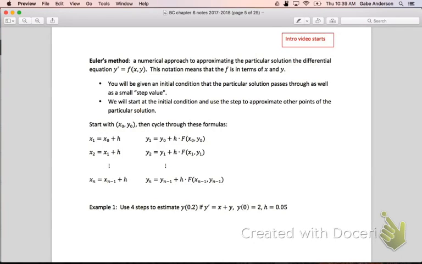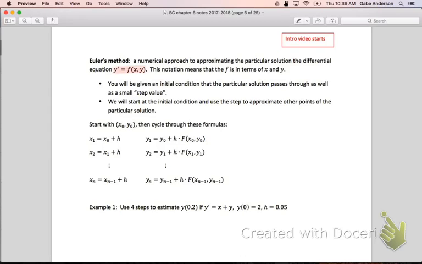All right, this is the intro video for AP Calculus BC, section 6.1, and this is focusing on a new topic, Euler's method. So Euler's method is a numerical approach to approximate the particular solution of a differential equation. This notation here might be a little bit new to you. All that really means is that y prime might be in terms of x or y or both.